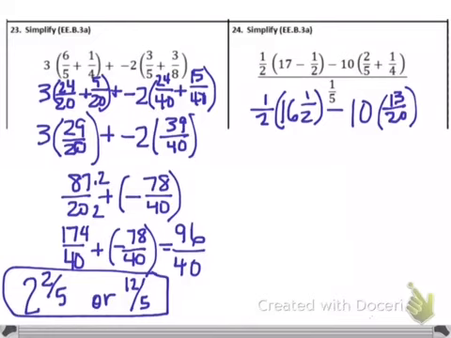So now I've got to multiply those two things before I can do a subtraction. So 1/2 times the 16.5, or if you wanted to convert it to decimals, you could change it to 0.5 times 16.5, and you end up with 8 and 1/4. And then over here, when you multiply 10 times 13/20, you are going to end up with 6 and 1/2. So when you take these two things and subtract, you end up with 1 and 3/4.